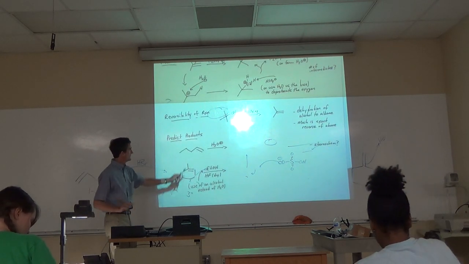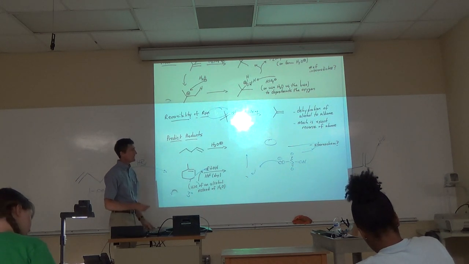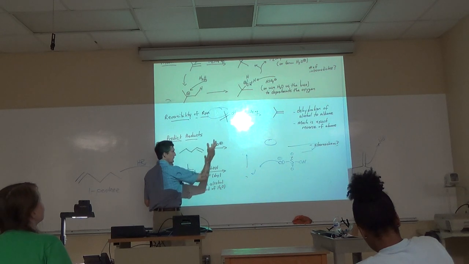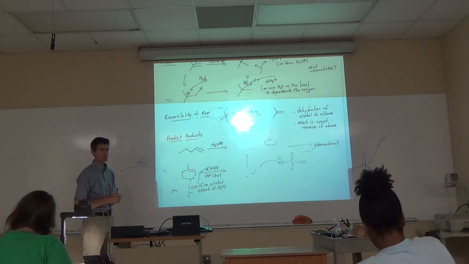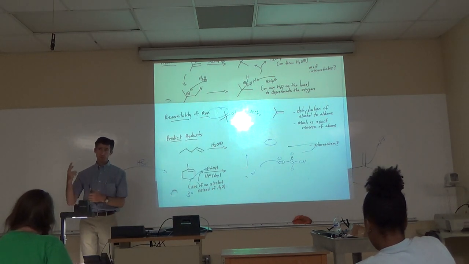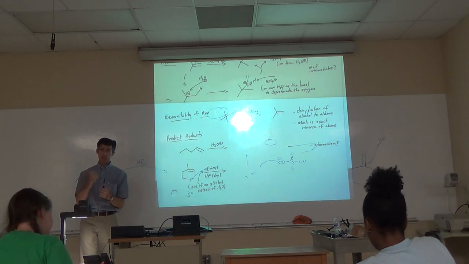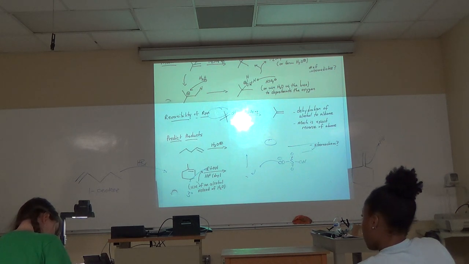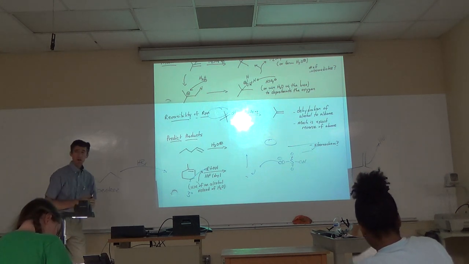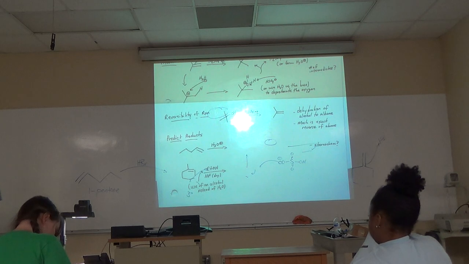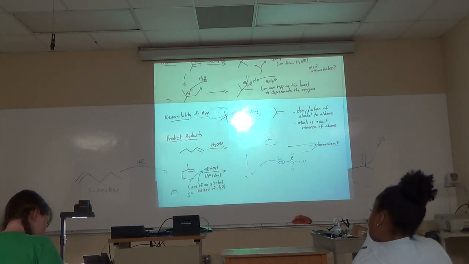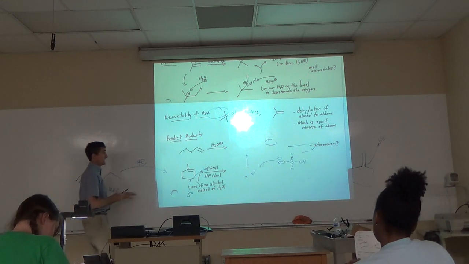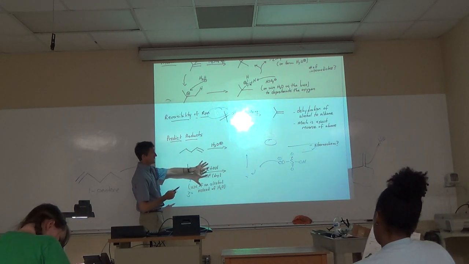Predict the products. Okay, good for a note card right here. You got it? The first thing you have to do is figure out what type of reaction we are doing. Right now it's easy because you only know two reactions: the reaction of an alkene with HX and the reaction of an alkene with aqueous acid. When you get over to organic 2, you're going to know 20 or 30 reactions, and you're going to have to figure out what we are doing here. So it's actually easier right now.